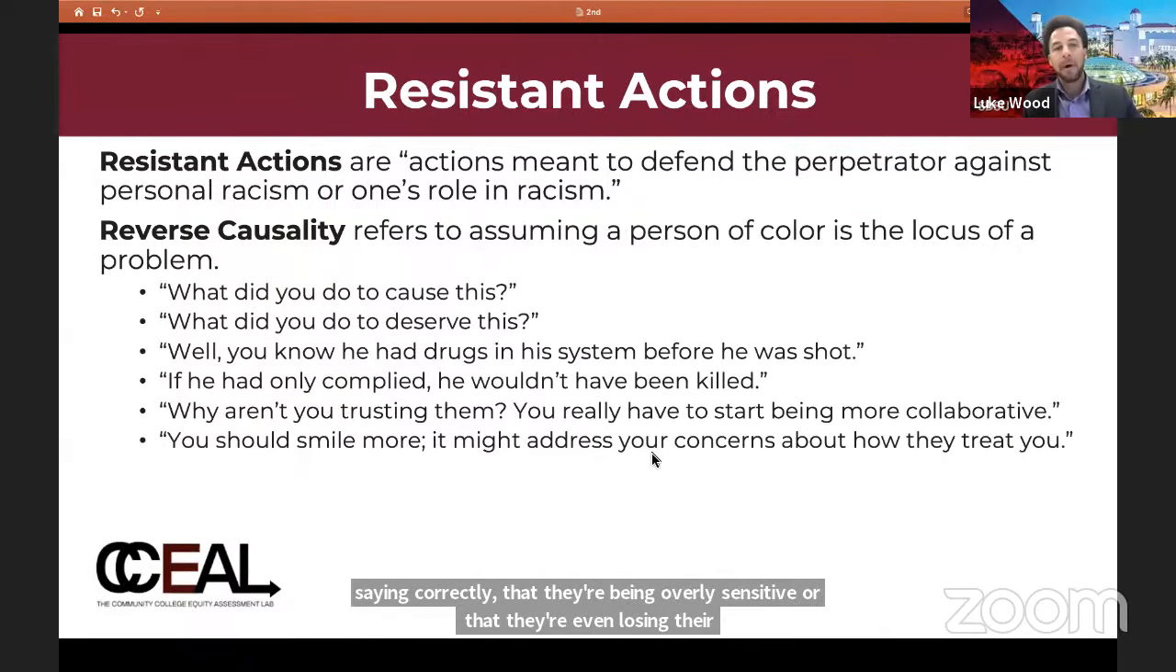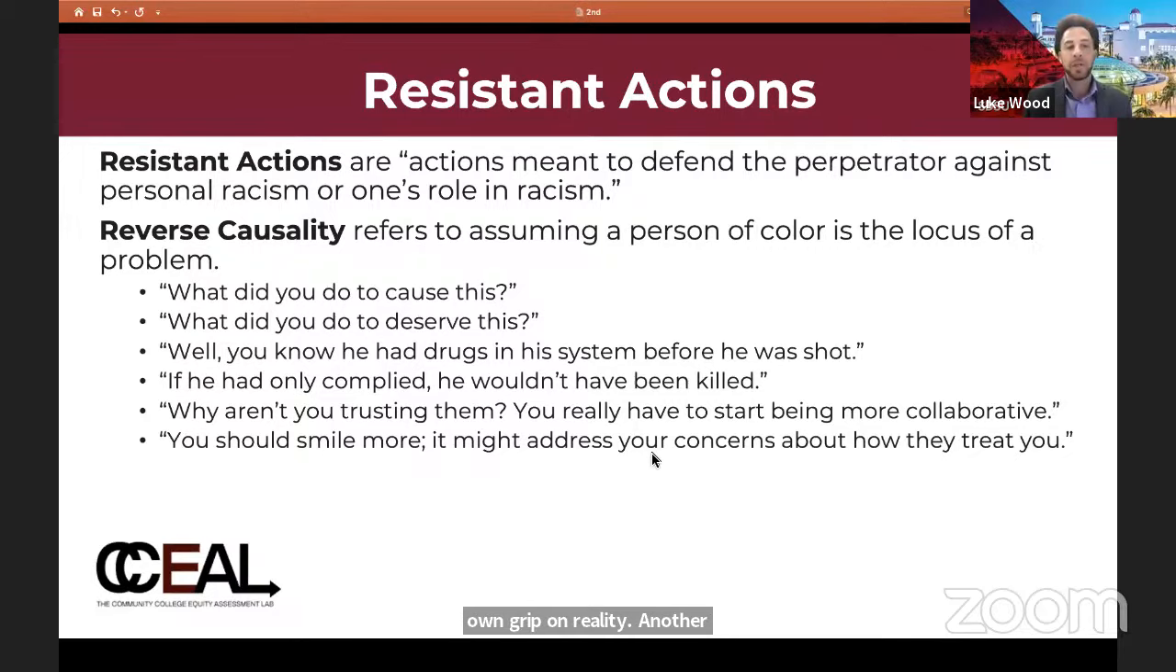Another example of resistive actions is what is called reverse causality. Reverse causality refers to assuming a person of color is the locus of a problem. One example that we oftentimes provide of this is a young child who is, let's say, in kindergarten, and the teacher has told the children, if someone pushes you, if someone says something negative to you, don't push back, don't say anything back, come and talk to me, come and talk to the teacher.